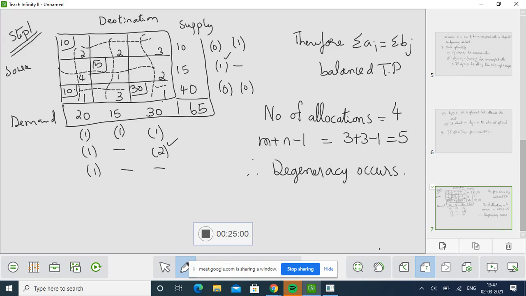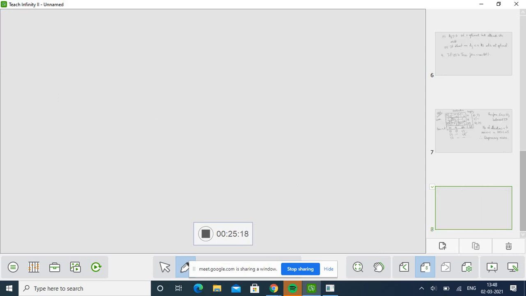So, in the next step, what should I do? I should resolve this degeneracy. So how to resolve the degeneracy? I should introduce a component epsilon in one of the cells in the independent position. Independent position means you should not be able to form a loop. Okay. So let us try it out.